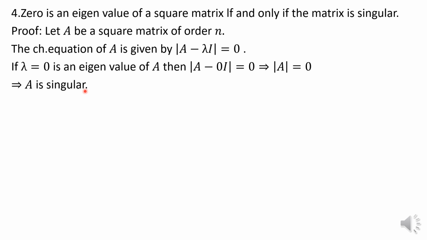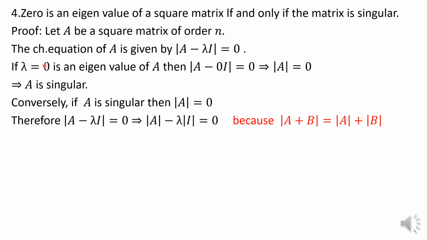Now we have to prove the second part. In the second part, you take matrix A is singular and show that 0 is an eigenvalue. It is called the converse part. So conversely, I am proving the converse part. I am taking A is singular. If A is singular, then what do we have? The determinant of that matrix is 0. Next we have to show that 0 is an eigenvalue, that is, lambda is equal to 0 is the eigenvalue we have to show.